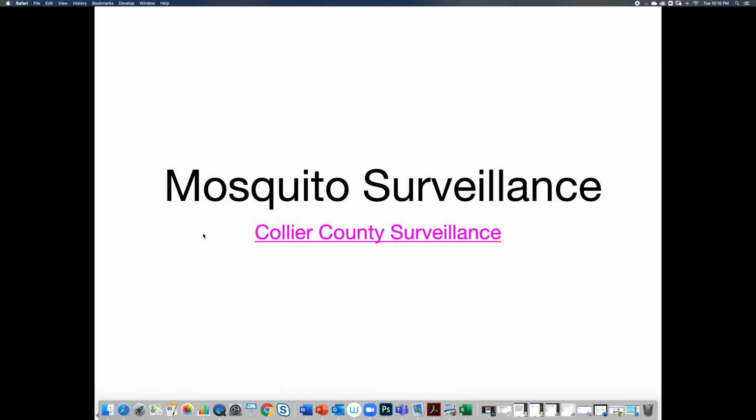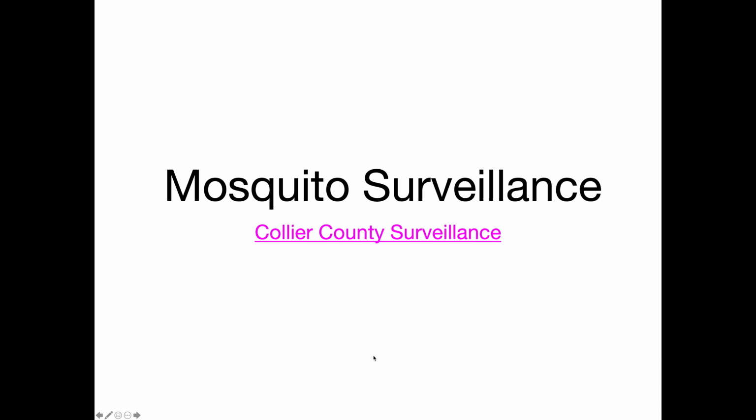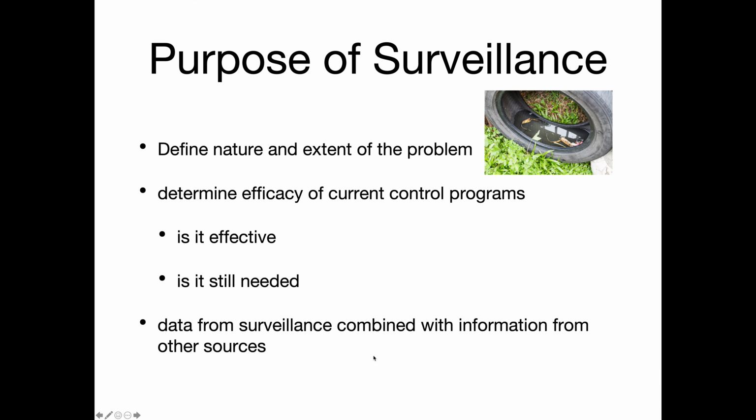So that is just how mosquito surveillance is carried out in Collier County. Broward County, Miami-Dade County, Palm Beach County, Monroe County, all of these different areas all have very similar methods of mosquito surveillance. So the whole point of surveillance is to monitor the mosquito population in a certain geographic location. We need to define the nature and extent of any kind of mosquito problem that may be occurring.